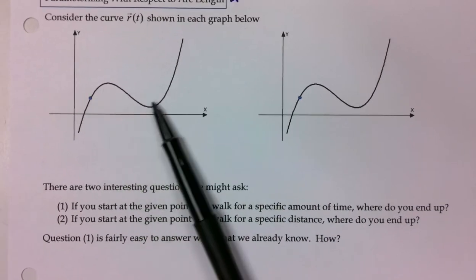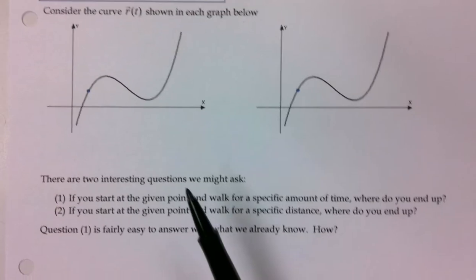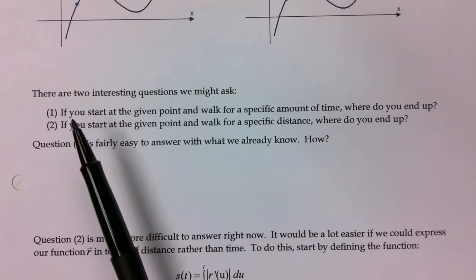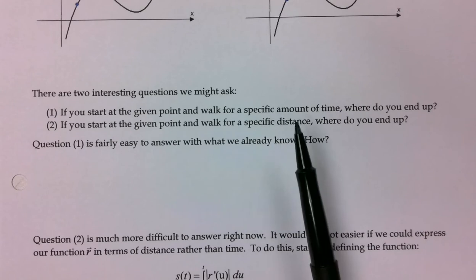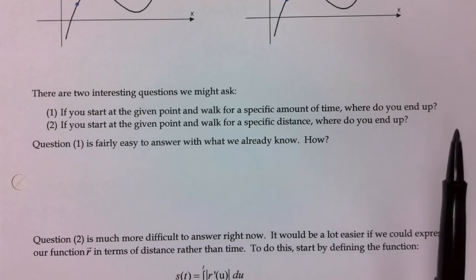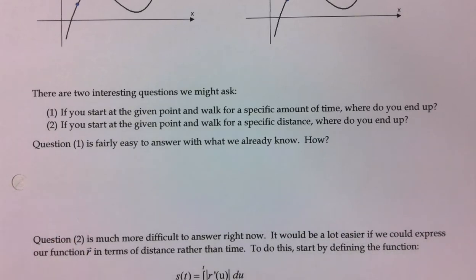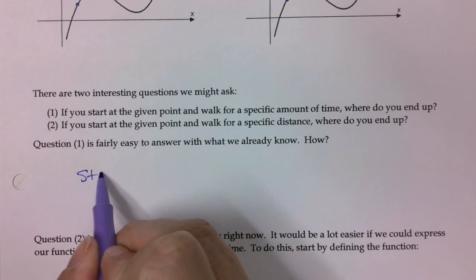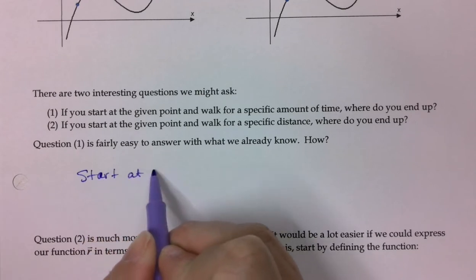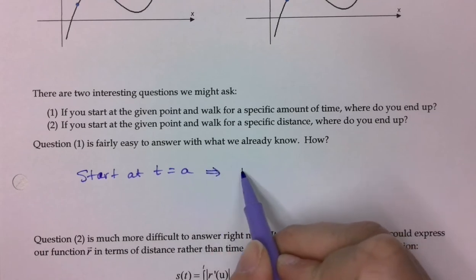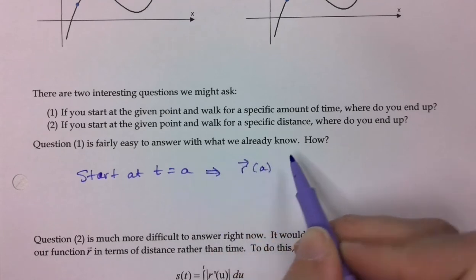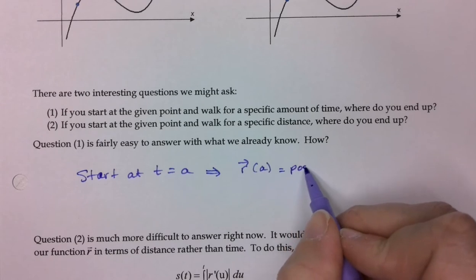So here's our curve r of t, right? There's our position curve. Now, I could ask, if you start at a given point and walk for a specific amount of time, where do you end up? Okay, but that's relatively easy to find. We know how to do that. So you take your start at t equals a, your starting time, and you say, okay, well then r of a is my position at start.